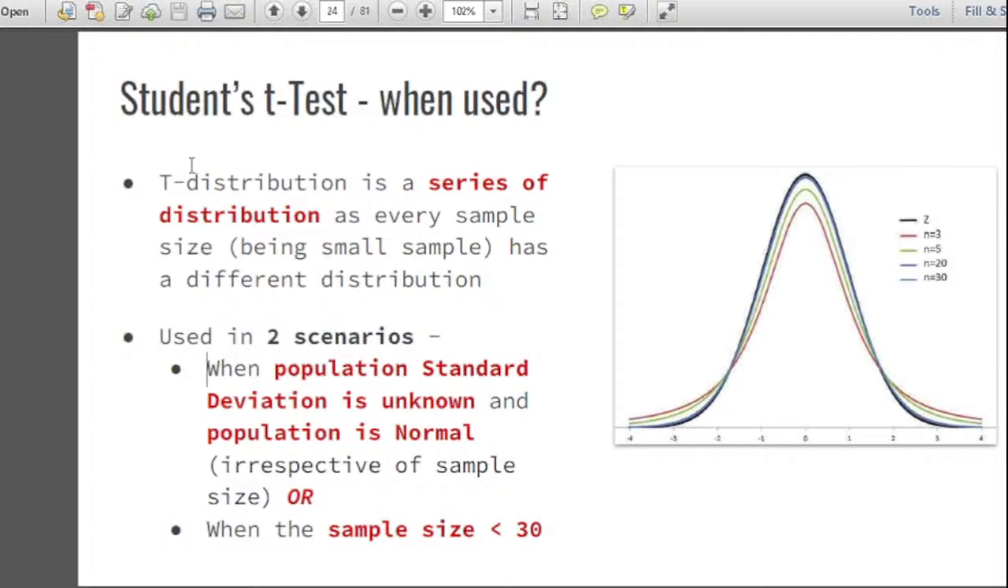Okay, is this clear? Why it is a series of distributions? Every sample size, being small, has a different distribution, right? Now, when do we use t-test? In two scenarios: when population standard deviation is unknown and population is normal. Notice all of these are normal distributions. They might not coincide with Z, the standard normal distribution, but all of these are symmetric around the mean. So when the population is normal, or when the sample size is less than 30, then we will use t-test. Is this clear?